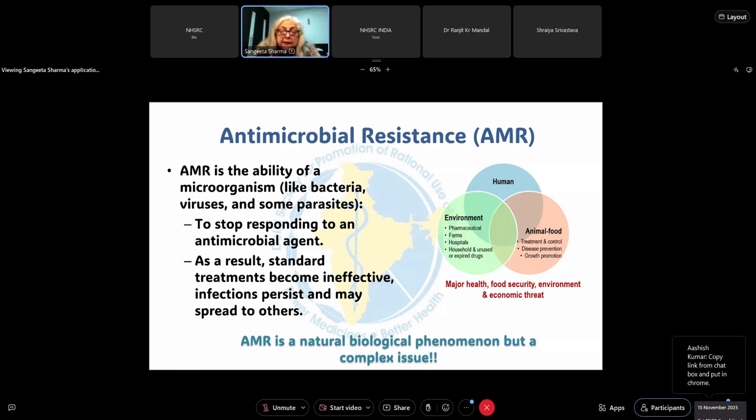But at the same time, remember that AMR is a natural biological phenomenon. It is nothing new that we have discovered. Even at the time of the discovery of penicillin, Alexander Fleming noticed this phenomenon. This is a defense mechanism of the microorganisms to overcome these antibiotics.